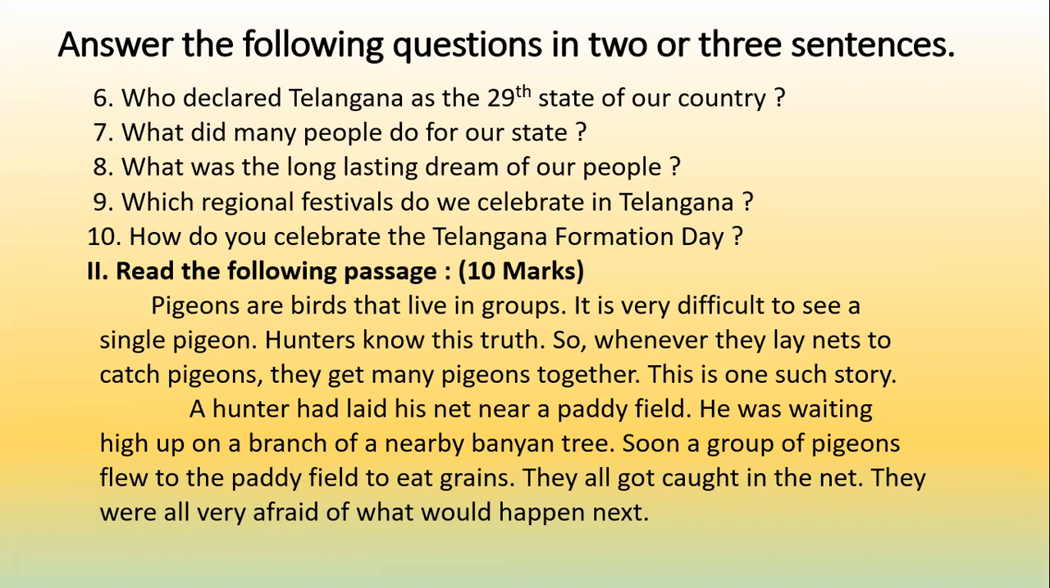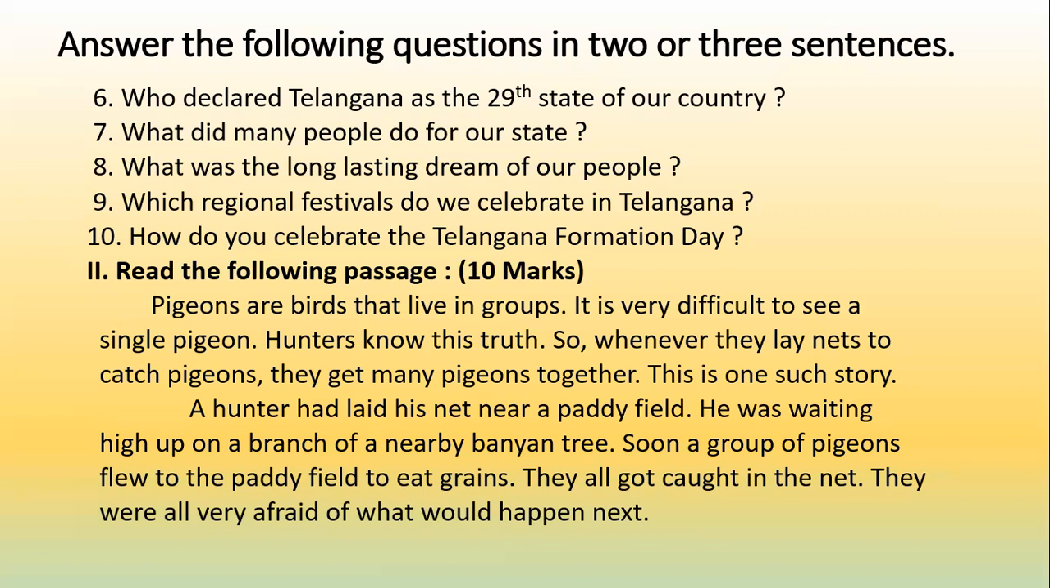In the first paragraph, do for our state. So in the first paragraph itself, you can find out the answer in the 3rd line. Just you have to find out. Okay? So many people sacrificed their lives for our state. What did many people do? So what did is the question form.